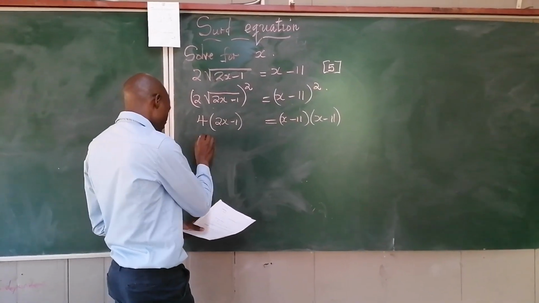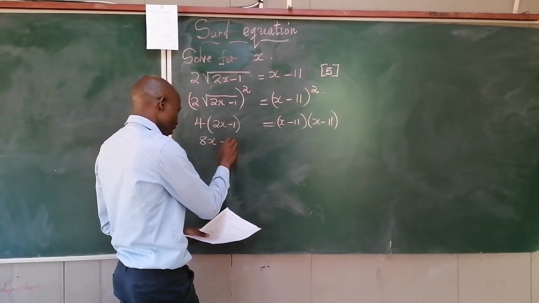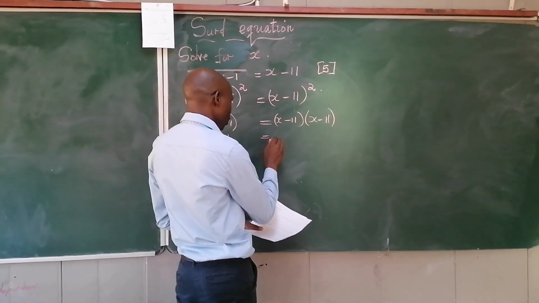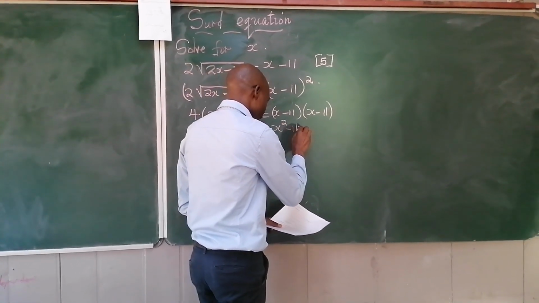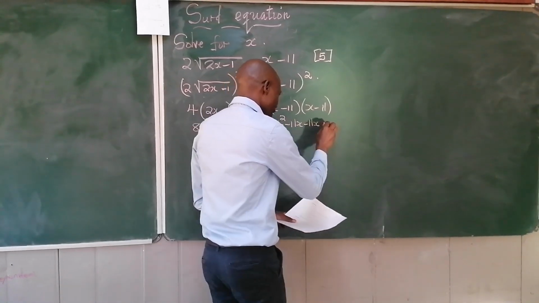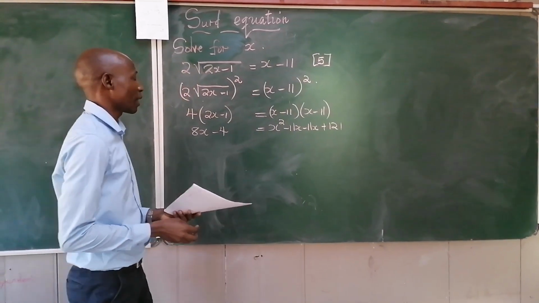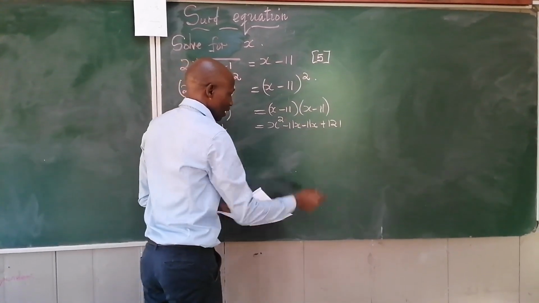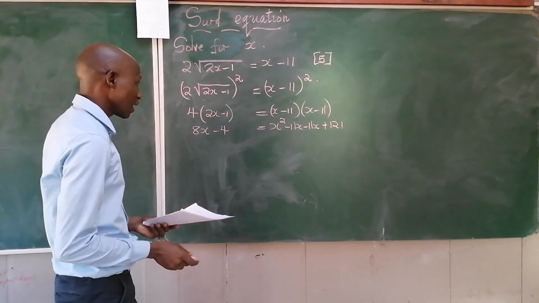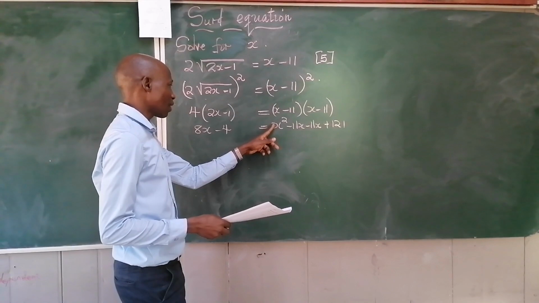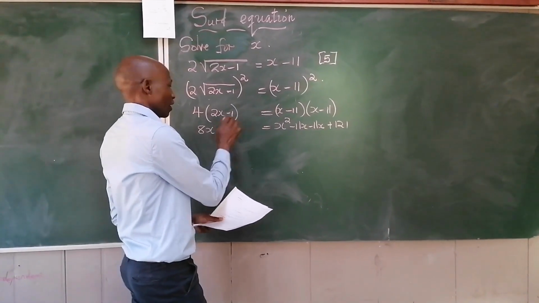Now we expand. 4 times 2x, this gives us 8x. 4 times negative 1, this is minus 4, is equal to, and then in the FOIL we will have x squared minus 11x minus 11x, and then plus 121. So if you do the shortcut in expanding, the minus 11x minus 11x will be missing. The next step, we collect our like terms, and take note, the x squared is actually positive on the right, so we can actually bring this one to that side.